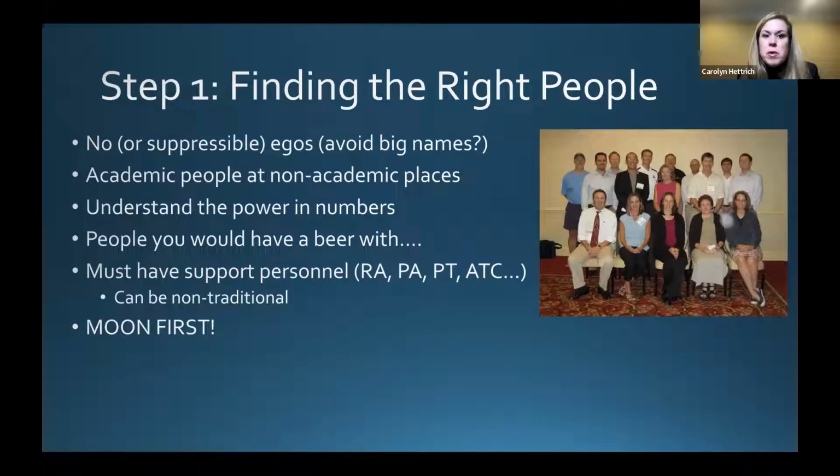You have to find the right people. And the big thing that's been said by Jed and Kurt Spindler is you should have no or suppressible egos, and probably want to avoid big names, because you really do want people for whom this is going to be their primary thing. You want academic people at maybe non-academic places, understanding the power in numbers. And the big thing is you want everyone in the group to be someone you would have a beer with, because you're going to work a lot with these people, and it's important that you actually like them.